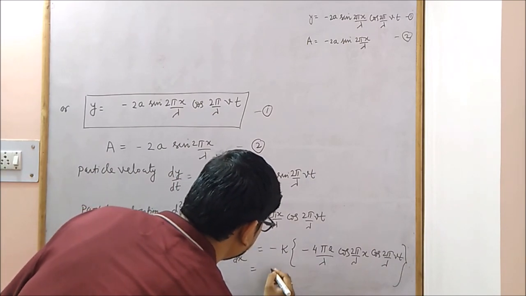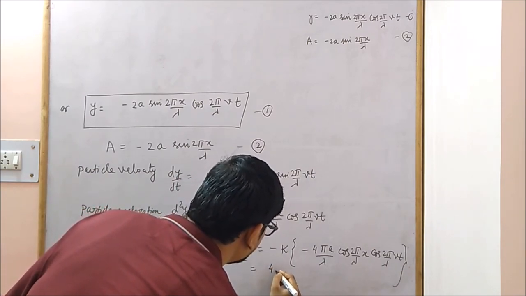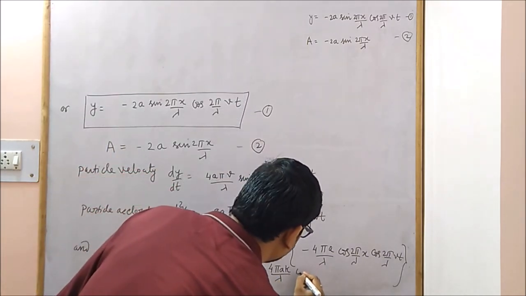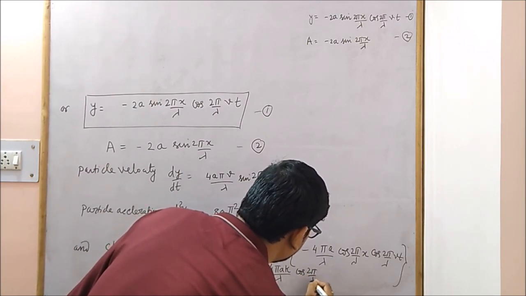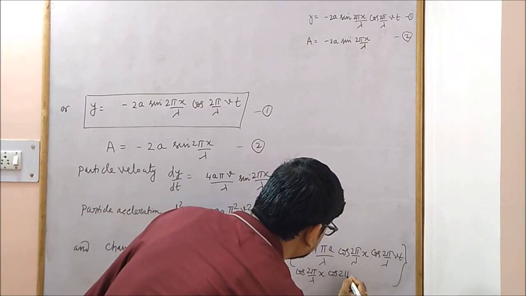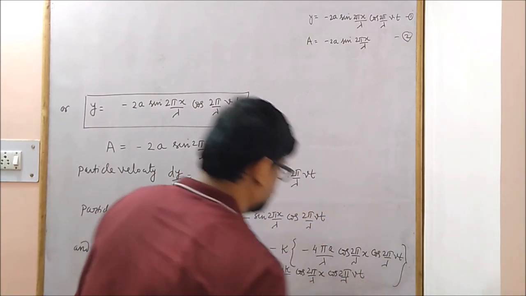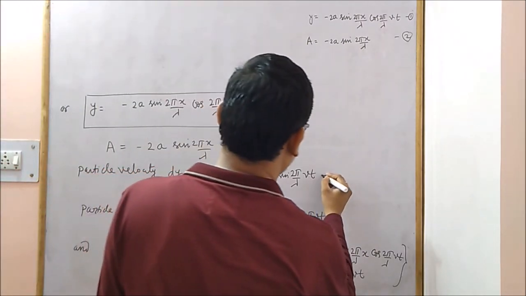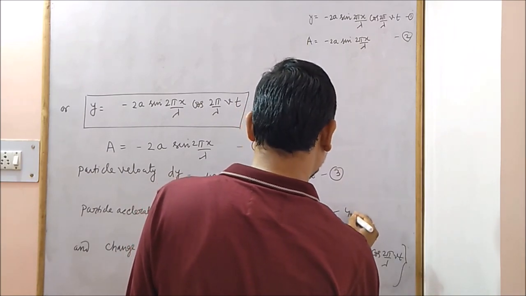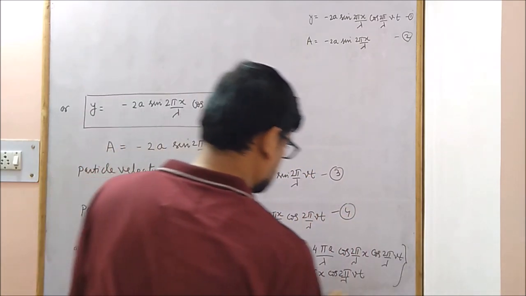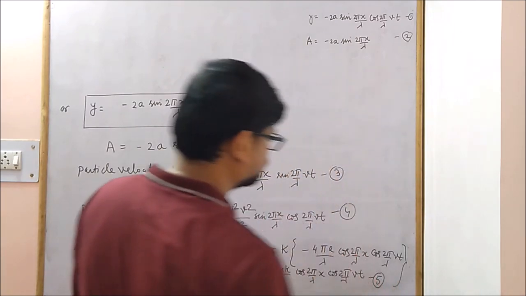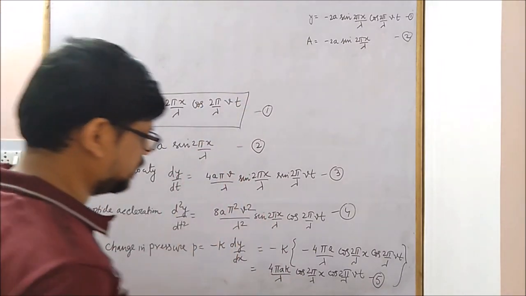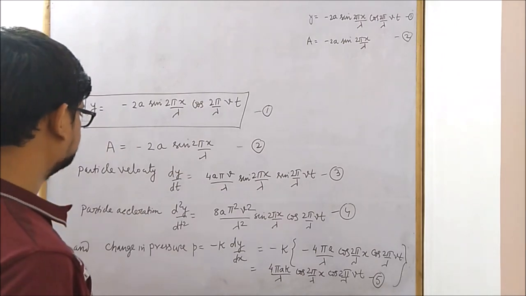This is equal to 4 pi Ak by lambda cos 2 pi by lambda x cos 2 pi by lambda vt. So let this be equation number 3, equation number 4, and let this be equation number 5. So now let us add them here, which we shall be requiring afterwards.